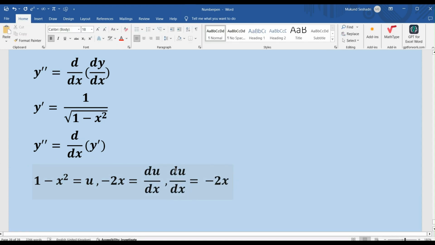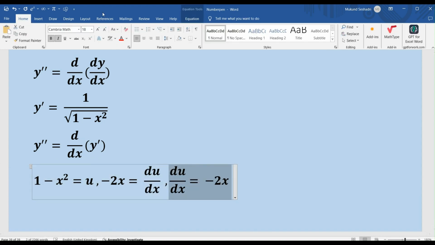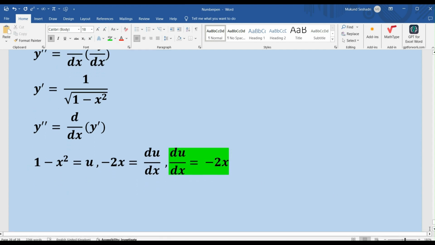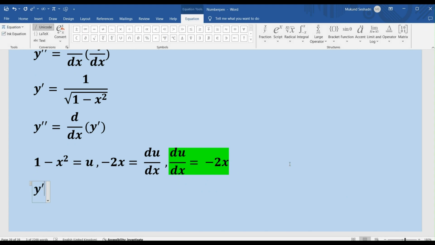So this is our step one. Let's highlight this in green. And then I go to my step two, where I represent my y dash in terms of u, right? So what is my y dash in terms of u? My substitution, what I have made is 1 minus x square equals u, right? And therefore, my y dashed equals 1 by root of u, right?